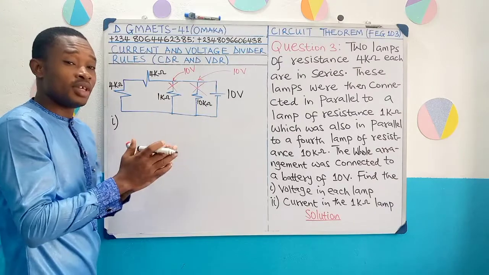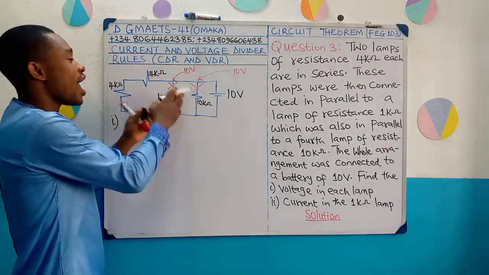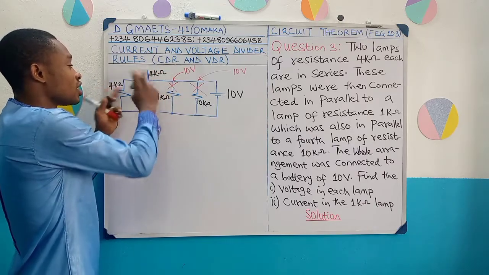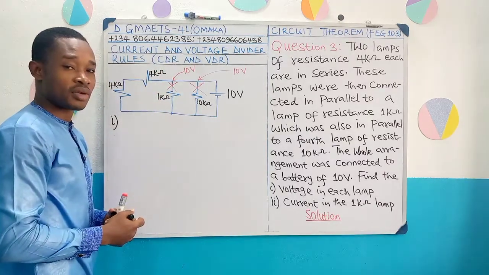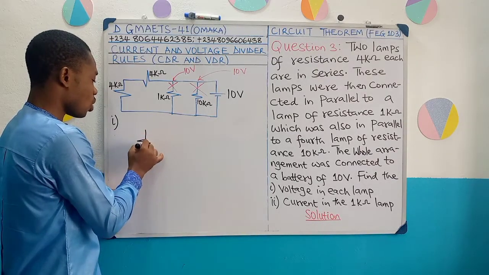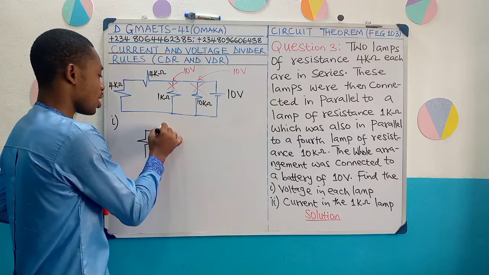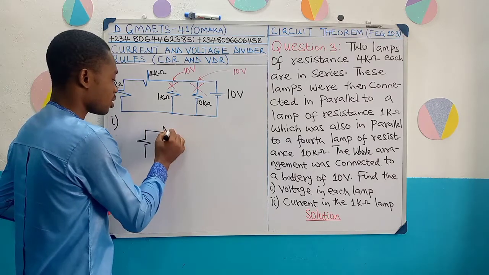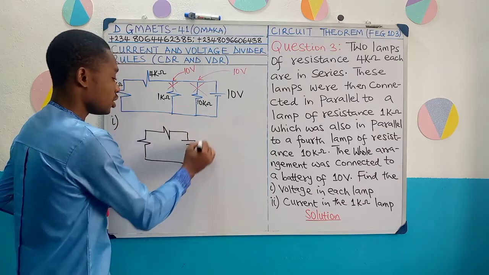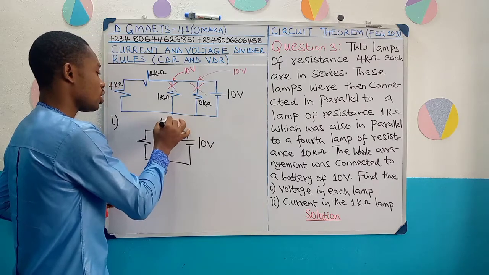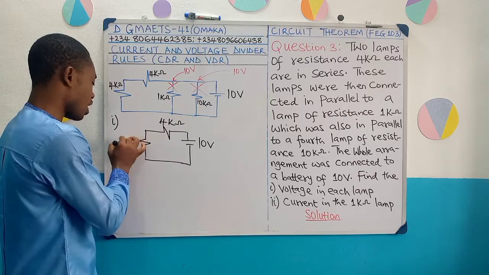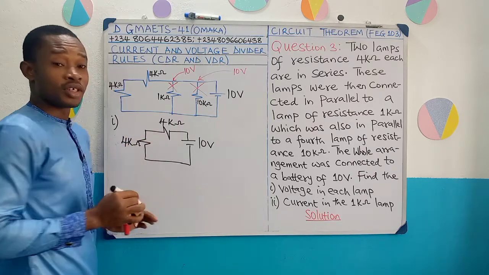At this point, permit me to redraw the equivalent circuit we have, which we're going to use to determine the voltage in the resistance lamps of these 4 kilo ohm resistors. Is that okay? The sketch is going to be something like this. This is what we have at this point. Now I will put 10 volts here. This 10 volts, this 4 kilo ohms, and then this 4 kilo ohms.